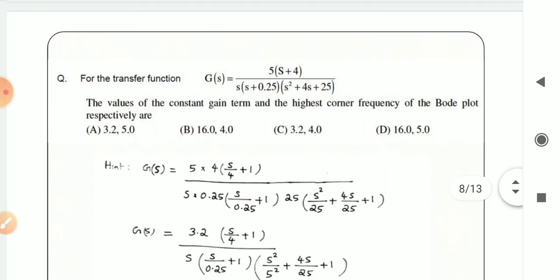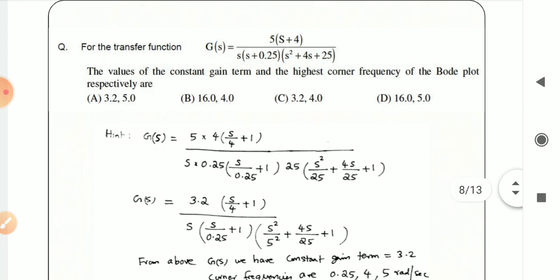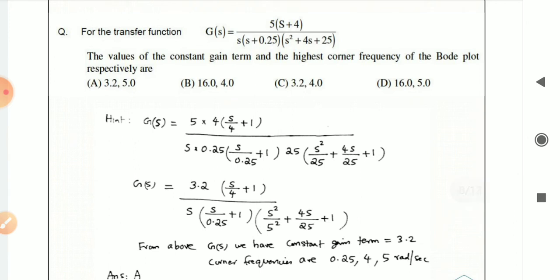Now coming to the next question. For a transfer function G(s) = 5(s + 4)/(s(s + 0.25)(s² + 4s + 25)), the values of the constant gain term and highest corner frequency of the Bode plot respectively are. So it is a question related to corner frequency and getting the constant gain term. Since the given transfer function is in pole-zero form, first we need to make the given transfer function in time constant form.